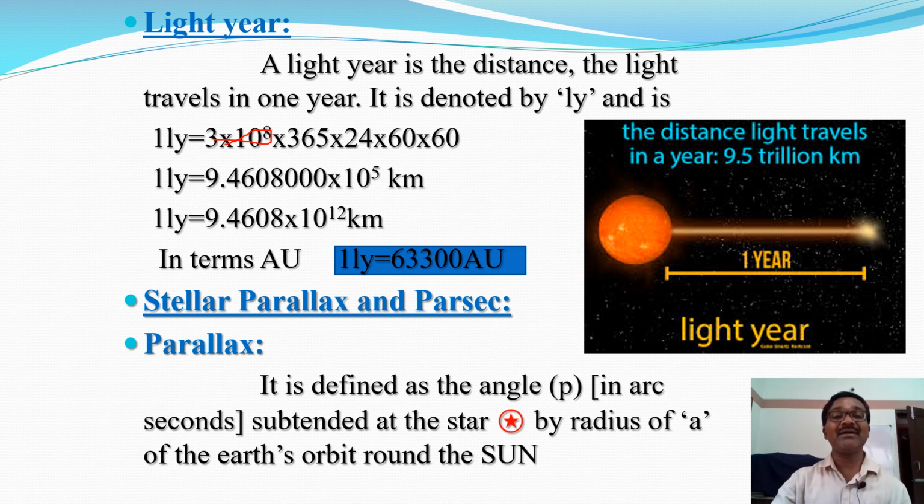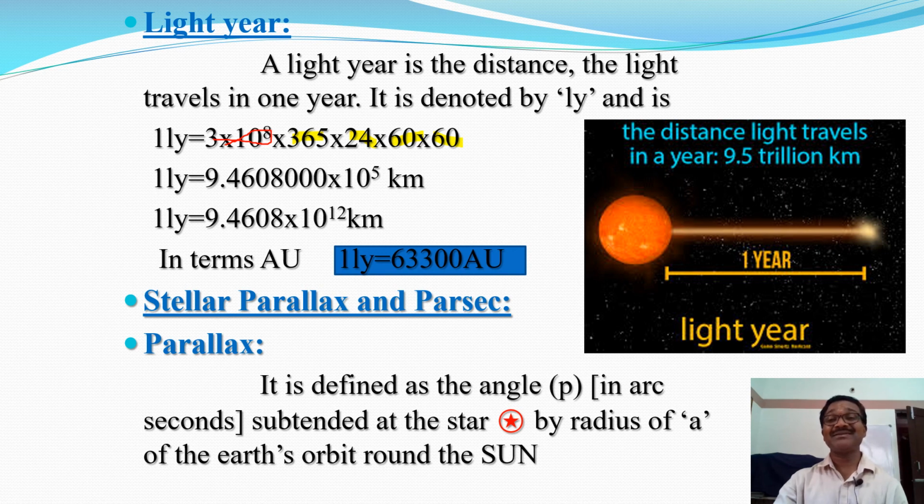It is multiplied by 365 days, 24 hours, 60 minutes and 60 seconds. After the product of this, we get one light year as 9.460 into 10 raised to 12 kilometer. This is the value of a light year.